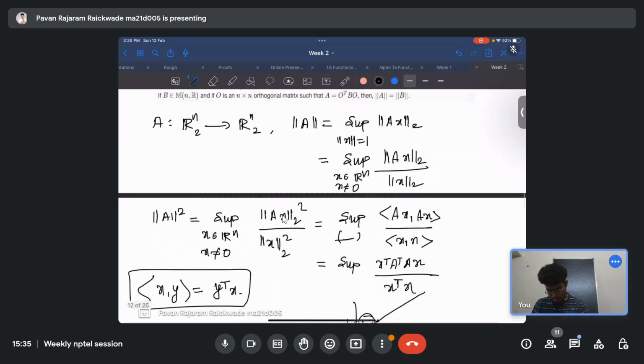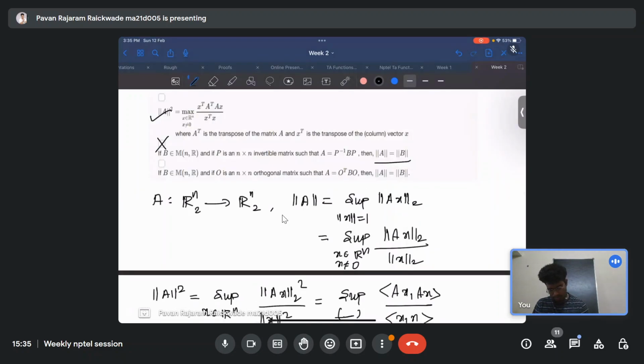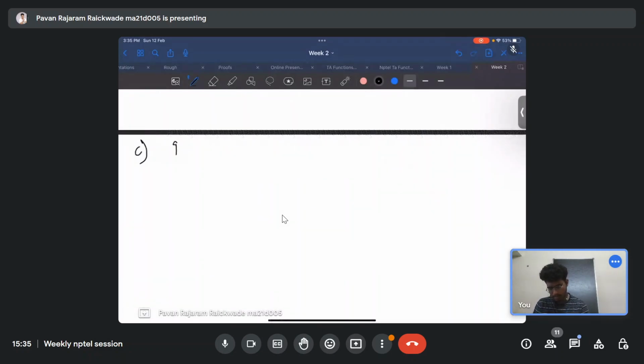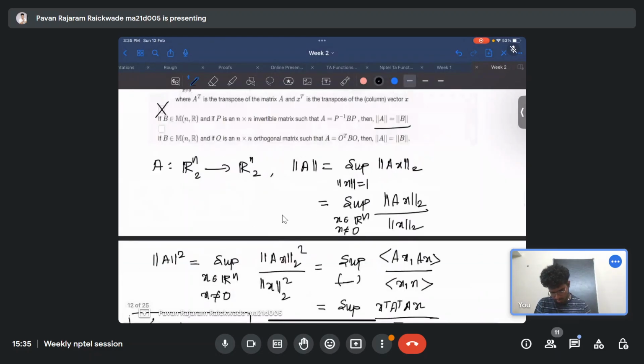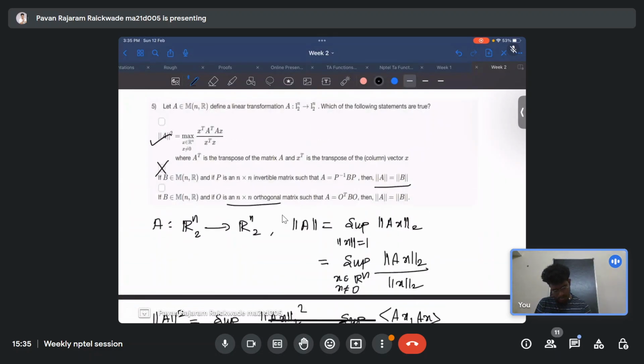Okay, so B is not correct. Go for C. C is saying, if O is an orthogonal matrix and the same thing happens, then does it preserve the norm?